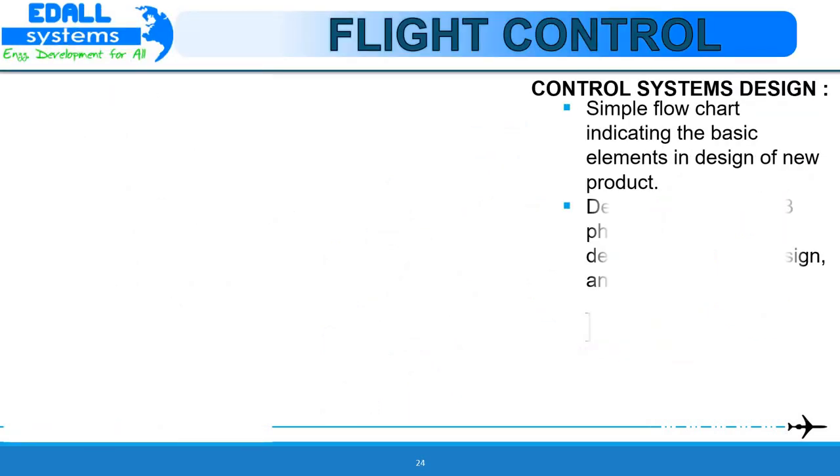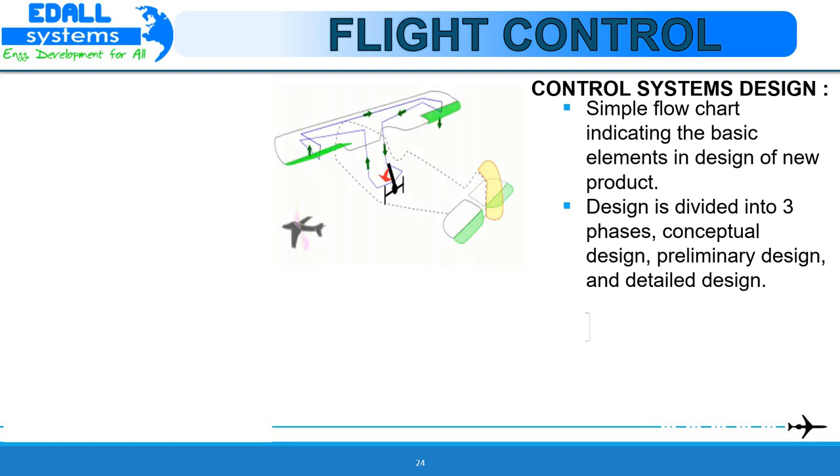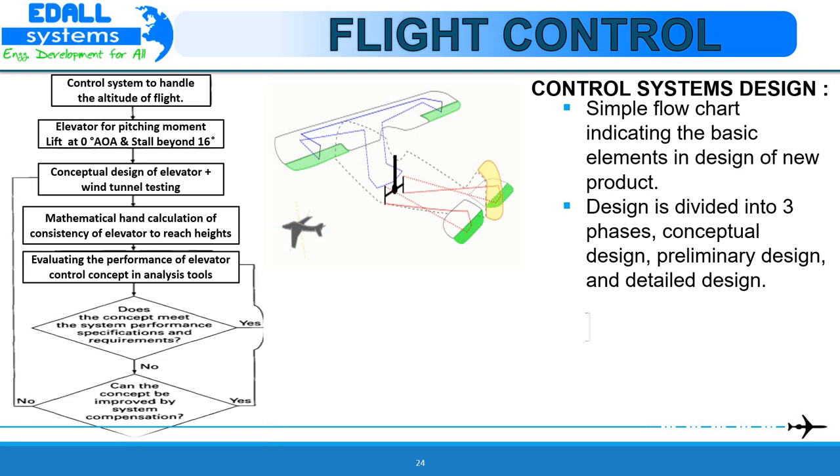Control system design. A simple flowchart indicating the basic elements in designing a new product is shown here. The design is divided into three phases, that is conceptual design, preliminary design and detailed design. So first, to start off, to design a control system to handle the altitude of the flight. The altitude is dependent on the elevator pitching moment.